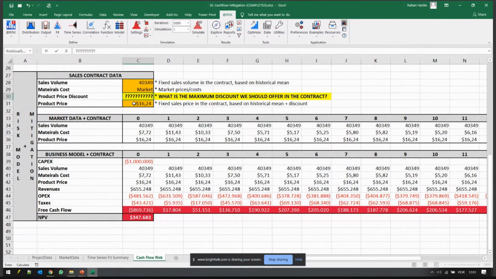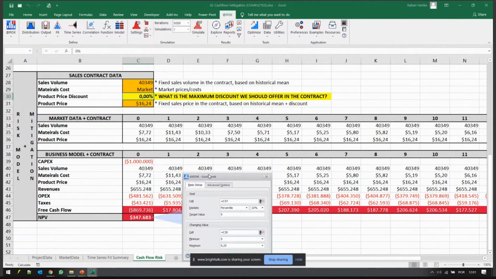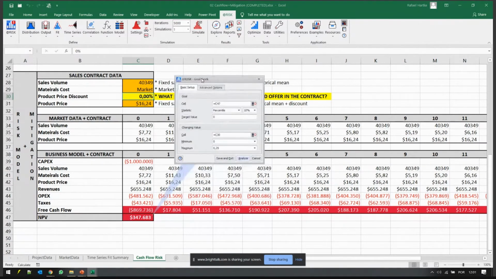Because sometimes the cost in the market is less than that. You're making a long-term commitment. They might require a discount. What is the maximum discount we should offer in this contract? That's something we can figure out with GoalSeek. And when you're dealing with risk analysis and with the decisions you make with them, you tend to think about the decision process in a wider way.